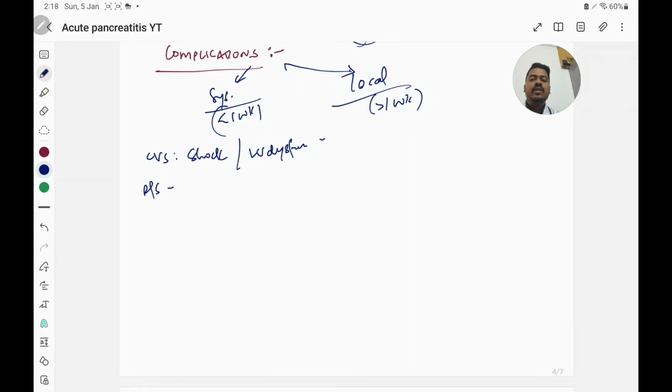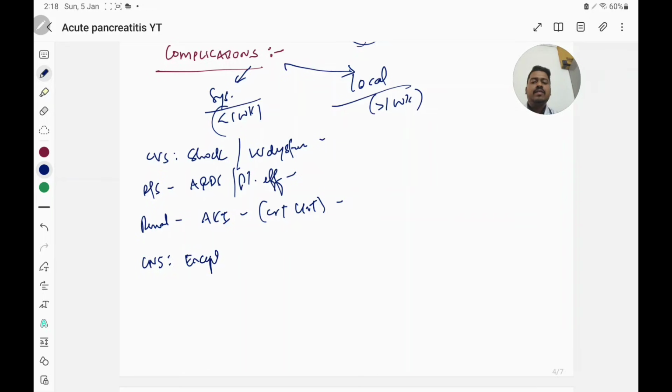Second, RS, what can occur? ARDS can occur, okay? Pleural effusion can occur. Third, in renal, what can happen? AKI can happen, okay? Your creatinine can increase, your urea can increase. Next, fourth, renal is done, okay? In CNS you can have encephalopathy, which is very rare.